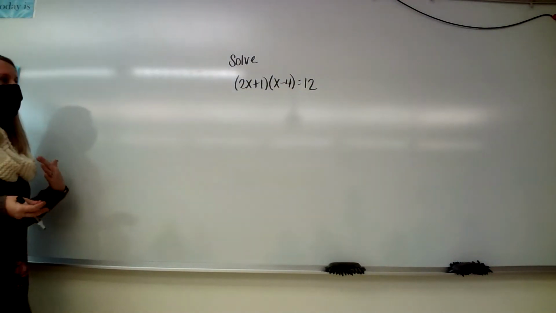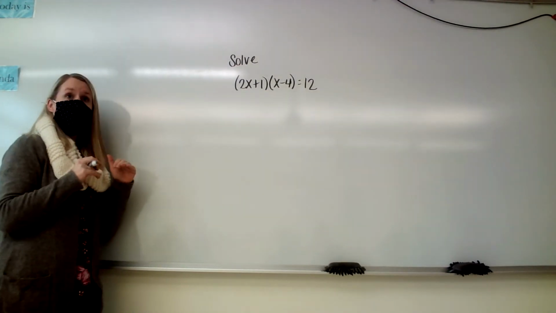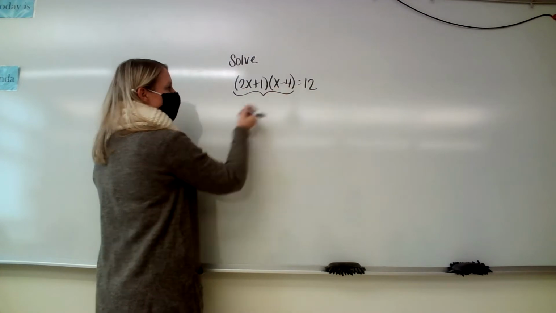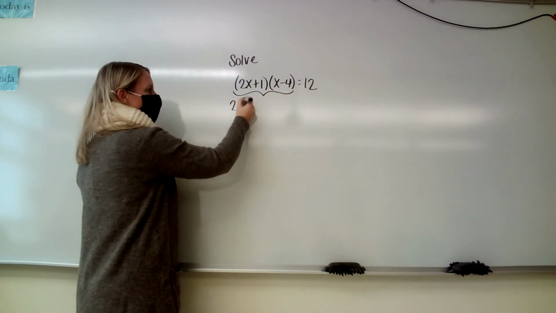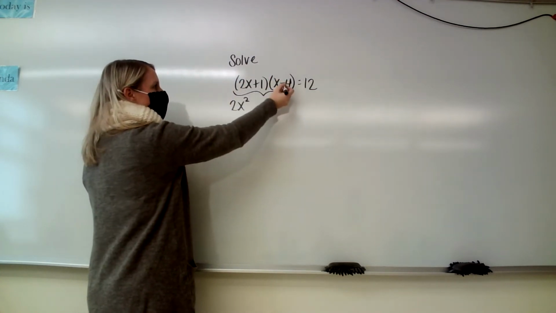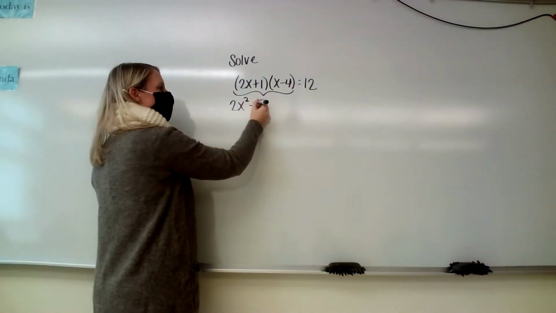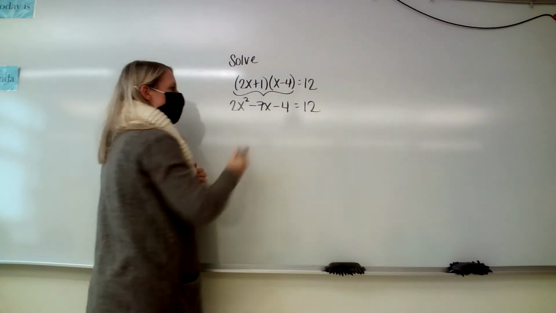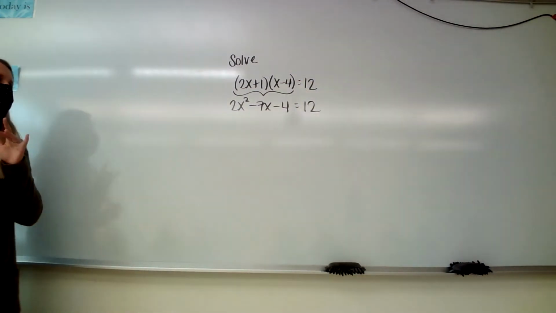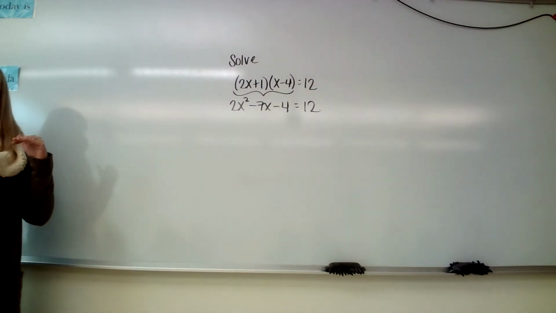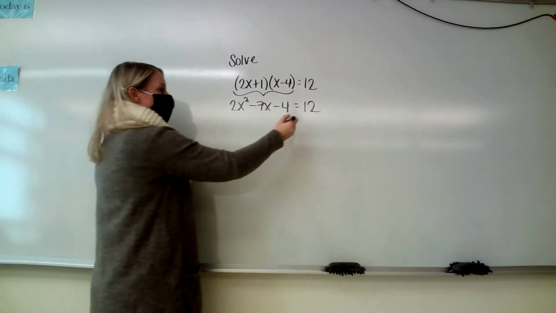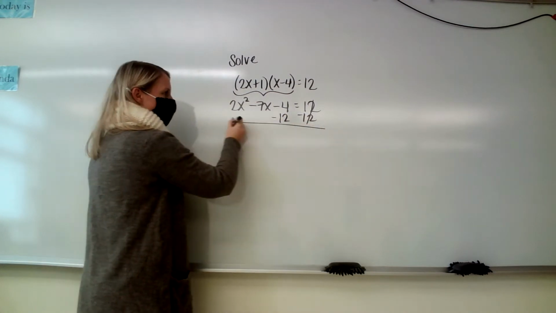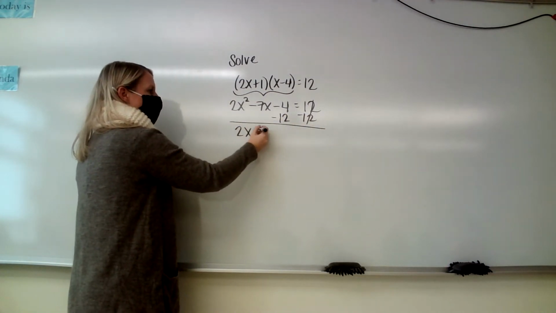So the first thing you need to focus on is just getting your setup where it needs to be. So in this case, I am going to distribute that left side. I would get 2x squared, and that would be minus 8x plus 1x, which would be minus 7x minus 4 equals 12. Okay, so we're looking a little better just setup wise. And I'm going to set it equal to 0. If you don't notice a certain setup, I always set it equal to 0 and go from there.